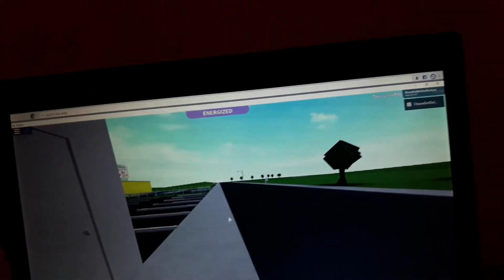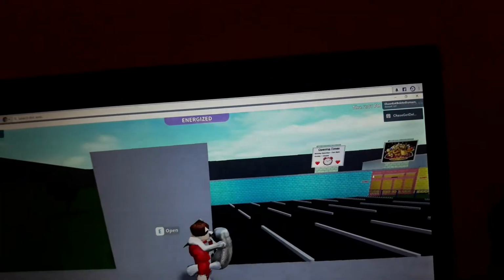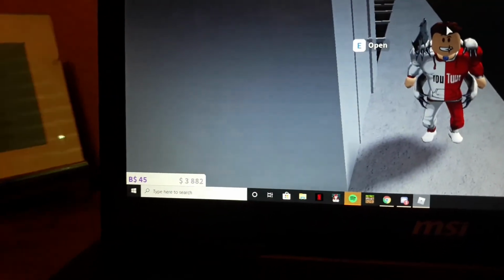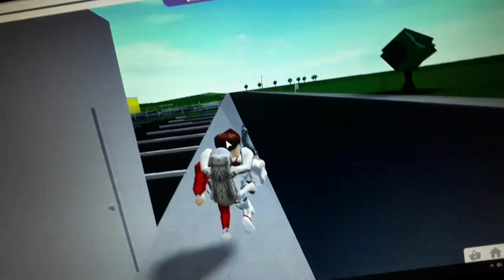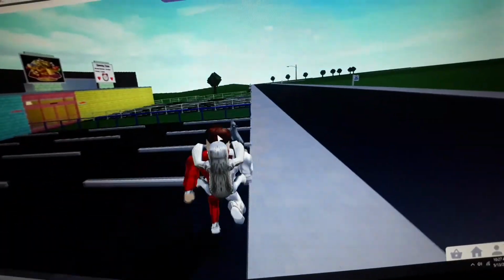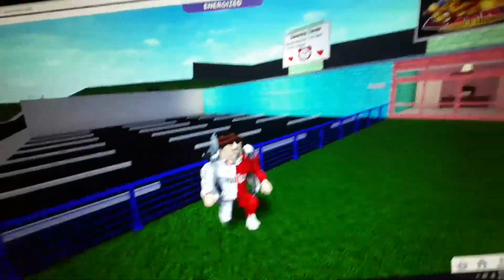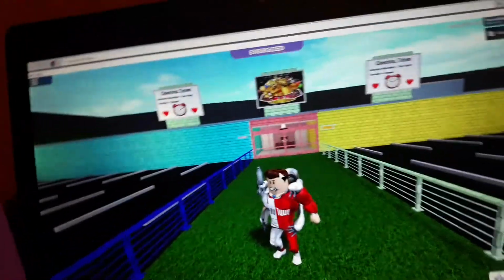And then I'll be standing right here, or maybe right here, because once you escape, see my cash right there, 3,882. You get 100 as a cash award. I know it's not much, but it's pretty good. So guys, I hope you did enjoy this tour of the Fredbear's Family Diner escape room kind of thing.